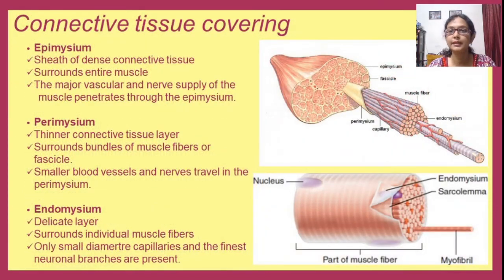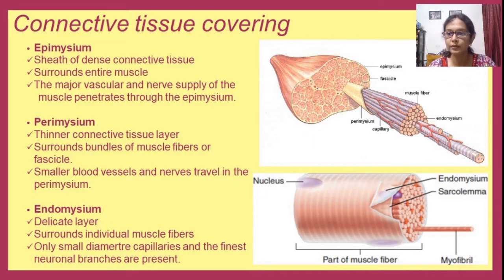Now, here are three kinds of layers known as epimysium, perimysium, and endomysium. Epi means outer. So, the total muscle is covered with the epimysium. The major vascular and nerve supplies are all present in the epimysium. Then, the individual muscle fibers are covered by the endomysium. So, endomysium is the outer lining of the sarcolemma.